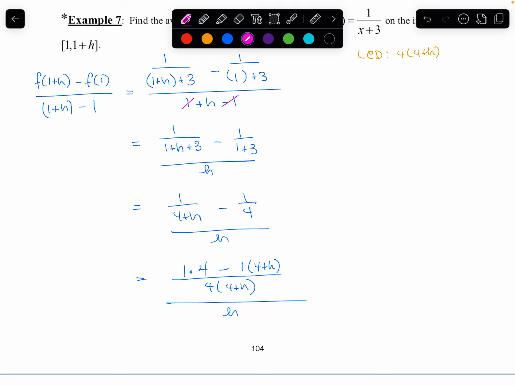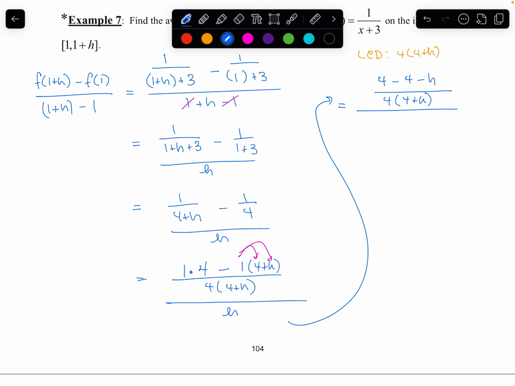So now distributing the negative through, and as I thought, we're going to have this over here. So now I have 4 minus, then 4 minus h, all over 4 times 4 plus h over h. And notice I have a 4 that will cancel with this 4. So I have negative h. Give myself a little more room. I have a negative h in that numerator over 4 times 4 plus h all over h.